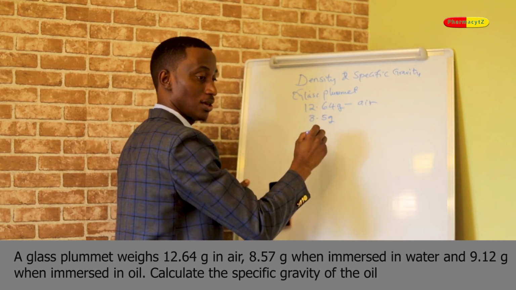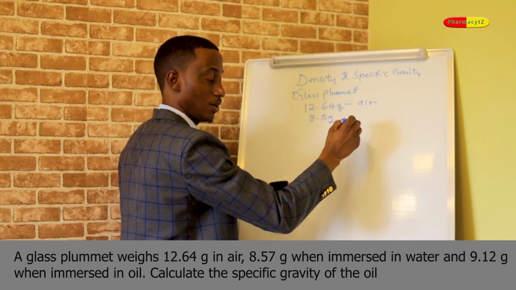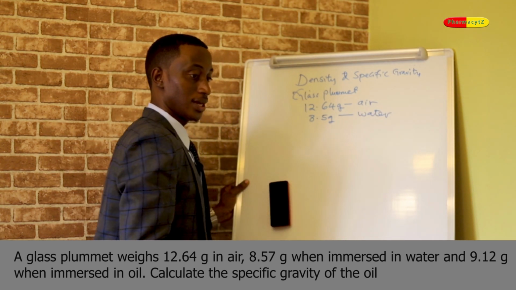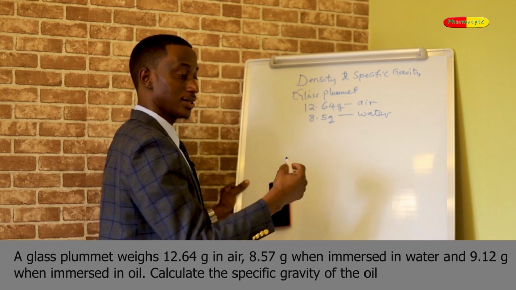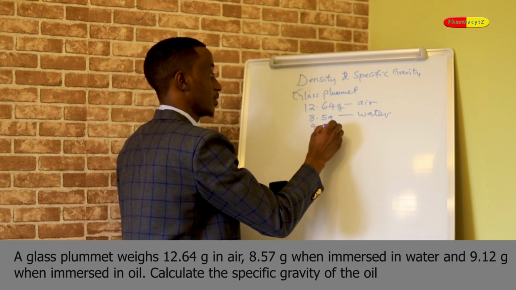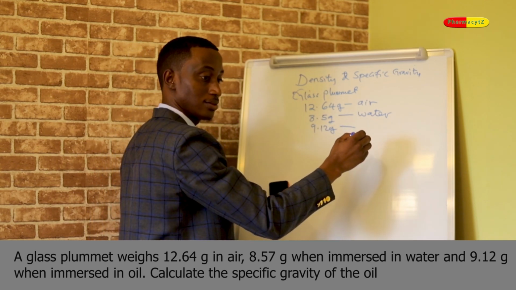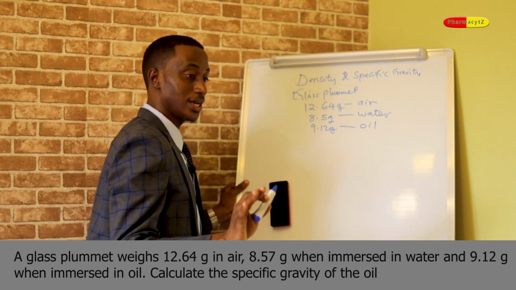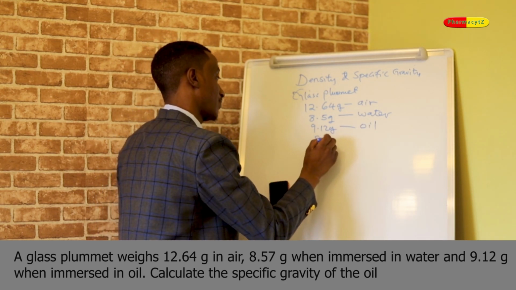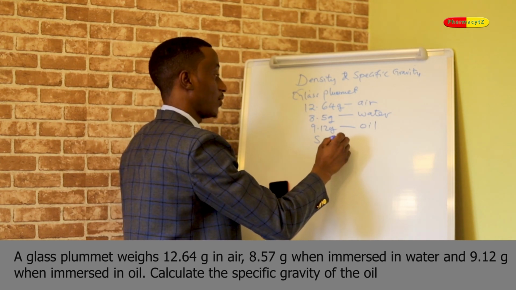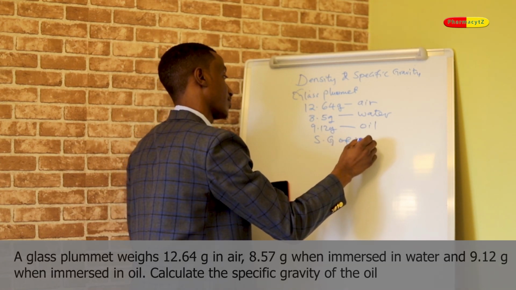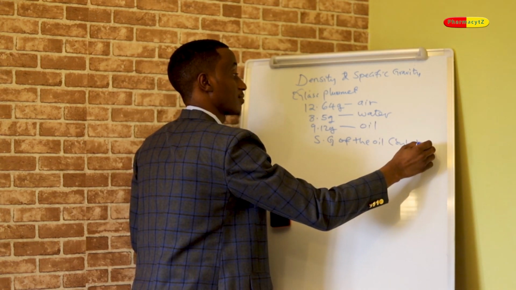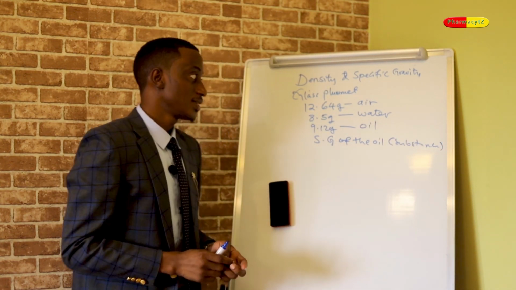8.57 grams when immersed in water. This is when in water. Then it weighs 9.12 grams when in oil. Now the question is, what is the specific gravity of the oil? Then this is our substance. This is your question.